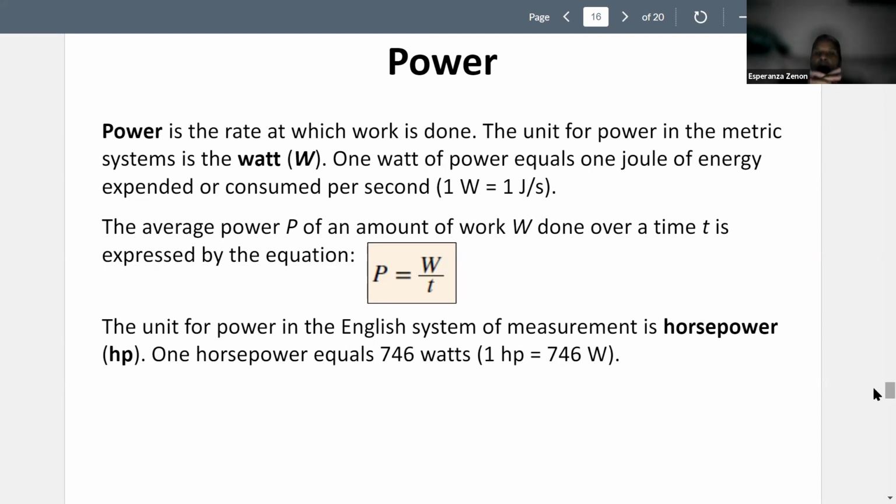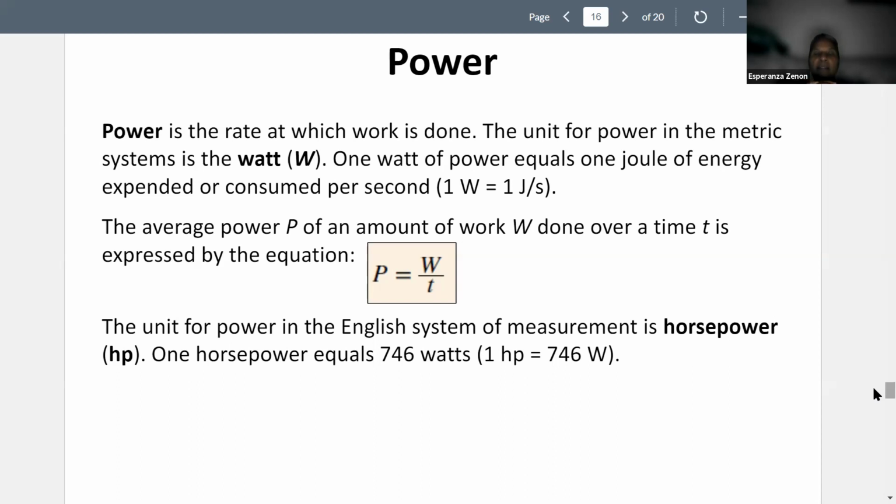So 1 watt of power is equal to 1 joule of energy per second. So work per unit time, joules per second. Joules per second is equal to watts. Notice again, we're using a W, but this time the W is a unit. So work over time gives us power.